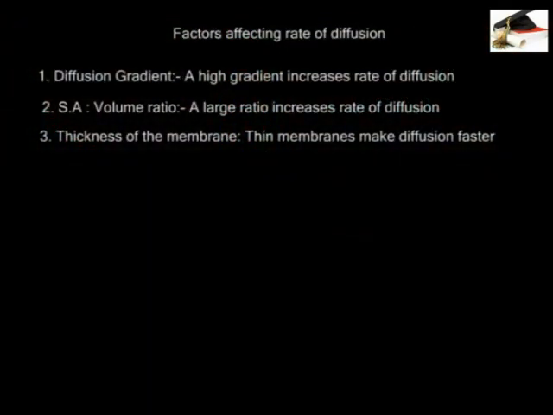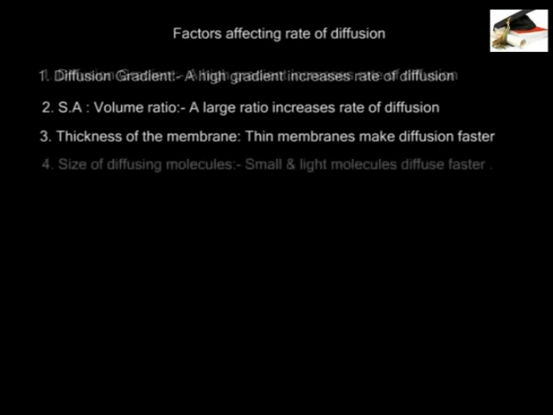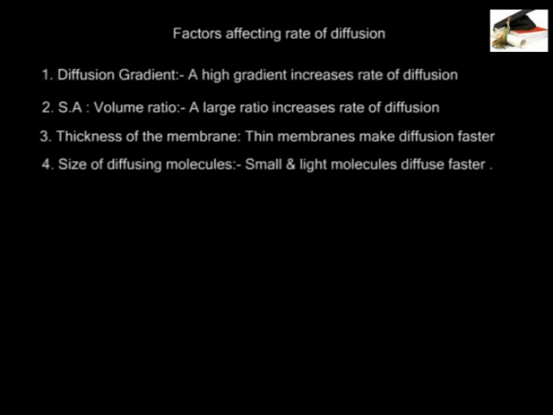Thickness of membranes and tissues. The thicker the membrane or tissue, the lower the rate of diffusion, and this is because of the distance to be covered by the diffusing molecules. However, if the membrane is thinner, the rate of diffusion is higher. Size of the diffusing molecules. Small and light molecules will diffuse faster than large and heavy molecules.